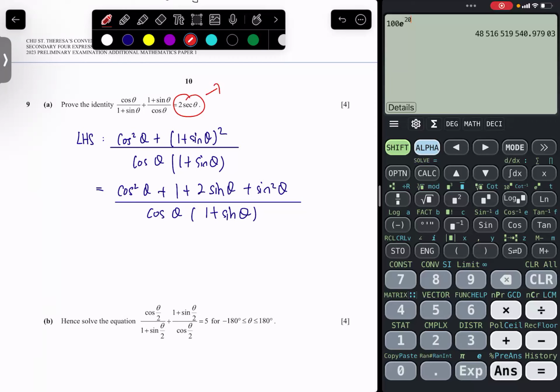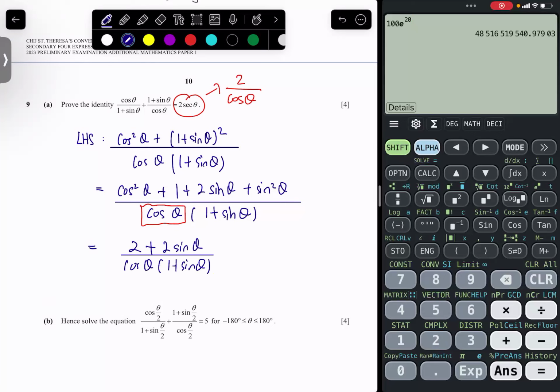Because I consider my right-hand side: 2 secant theta is 2 over cos theta. In my mind, I already know this is 2 over cos theta. So when I have the cos theta down here, I don't need to expand it. In fact, what I should do is to actively look for ways to cancel away the 1 plus sine theta. So cos squared plus sine squared is 1, and 1 plus 1 is 2. So 2 plus 2 sine theta over cos theta, 1 plus sine theta.